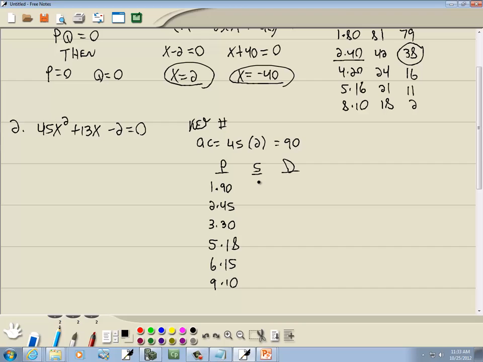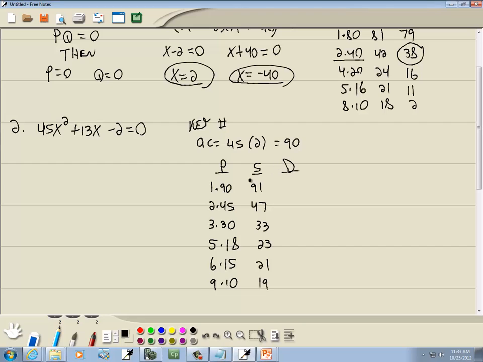We then add these together in our S column. 1 plus 90 is 91. 2 plus 45 is 47. 3 plus 30 is 33. 5 plus 18 is 23. 6 plus 15 is 21. 9 plus 10 is 19.